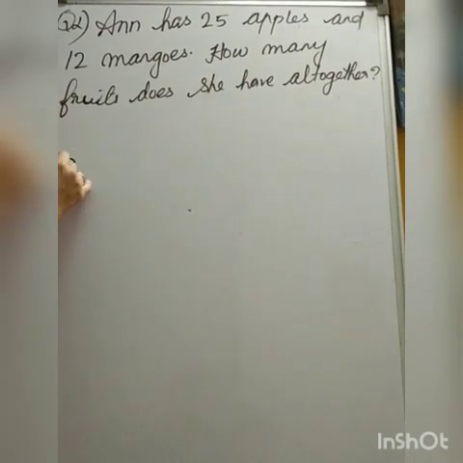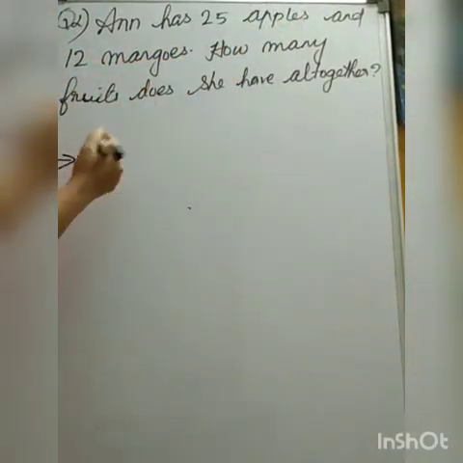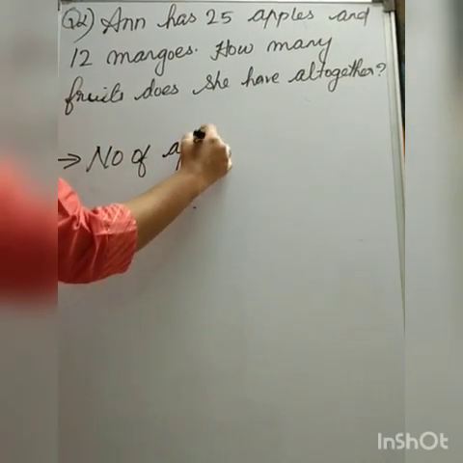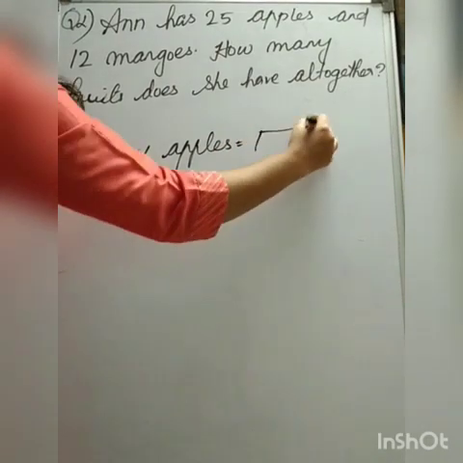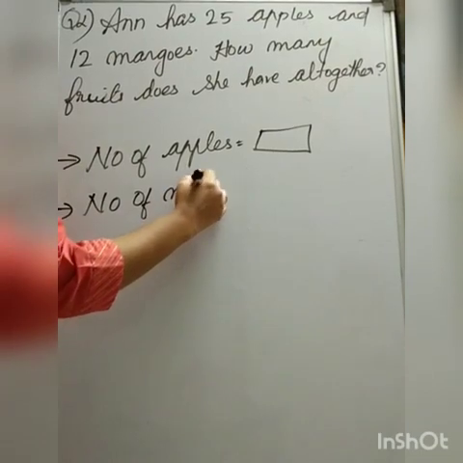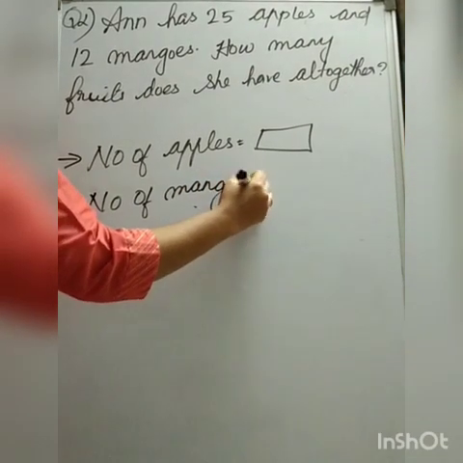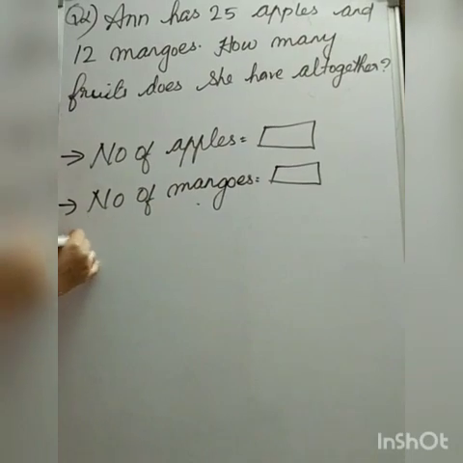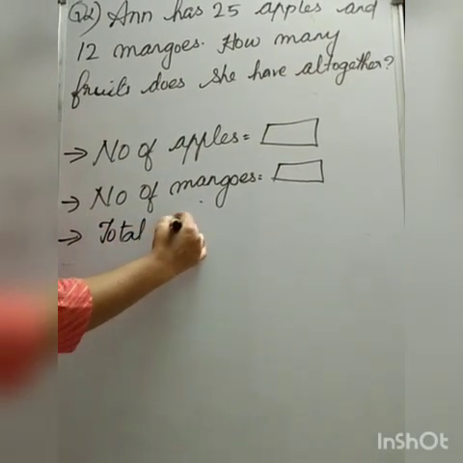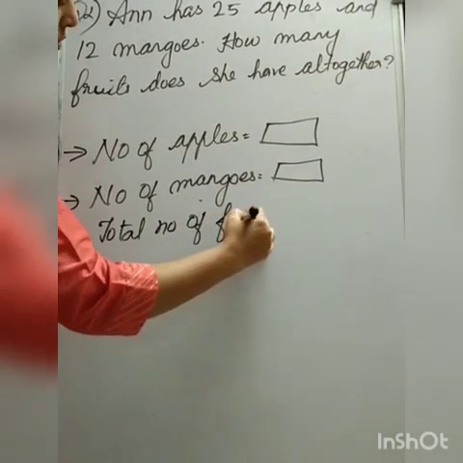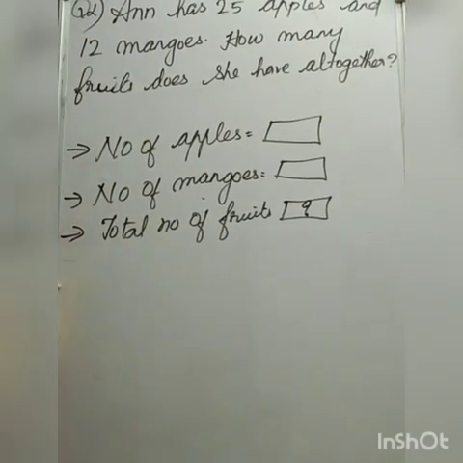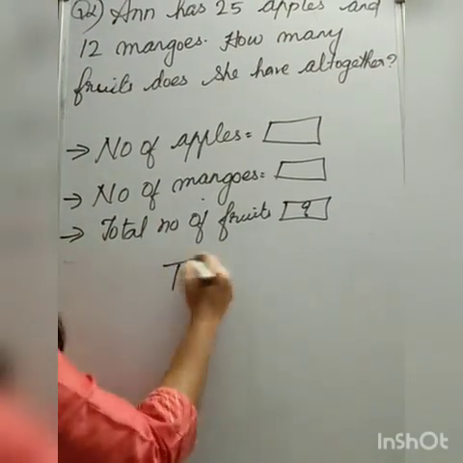What is the first step? What number came here? Number of apples. Now second step, number of mangoes. Now we have to find the total number of fruits. That we have to find, number of fruits. T-O.